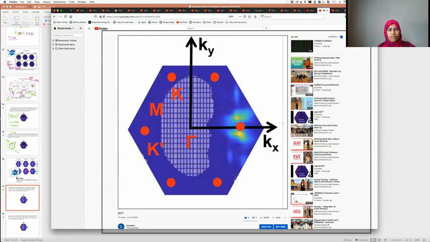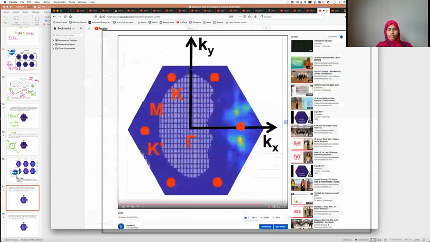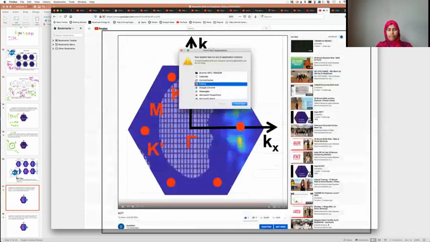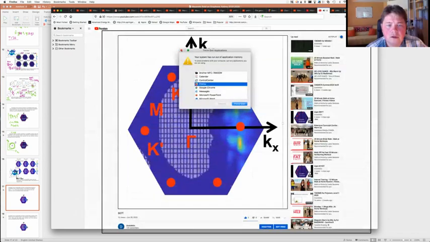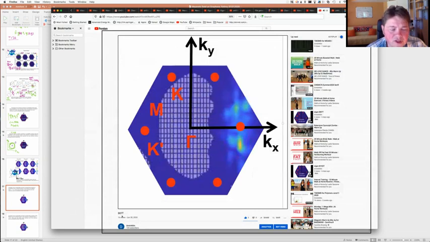Fatima, do you have any comments about this movie? No. Okay, let's watch another. So this was the lower value of magnetic field. I think this one is for the higher one. No, it says 0.7 Tesla. Maybe I misinterpreted and uploaded a different one.